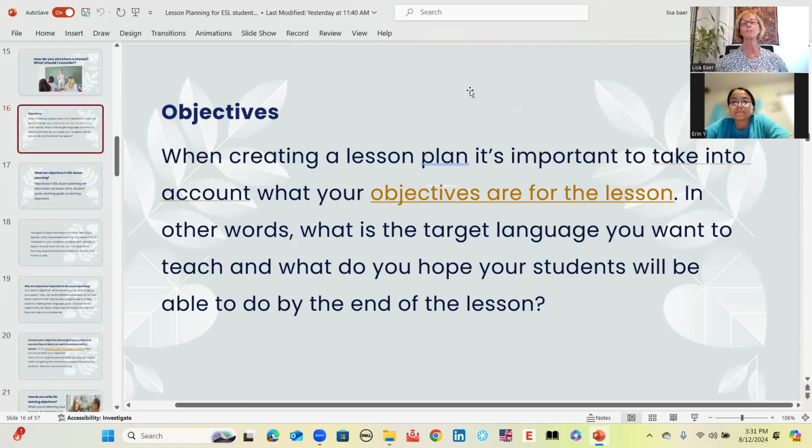Objectives. We say it over and over and over, but the objectives are very important. When creating a lesson plan, it's important to take into account what your objectives are for the lesson. In other words, what is the target language you want to teach, and what do you hope your students will be able to do by the end of the lesson?